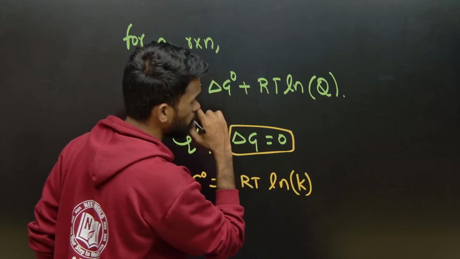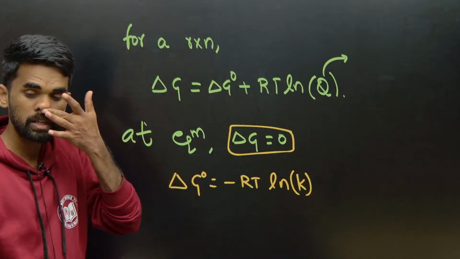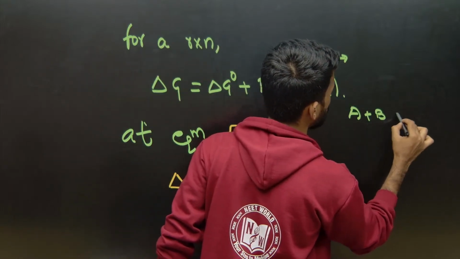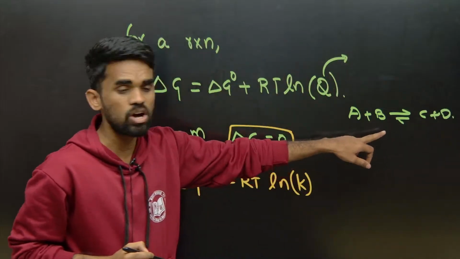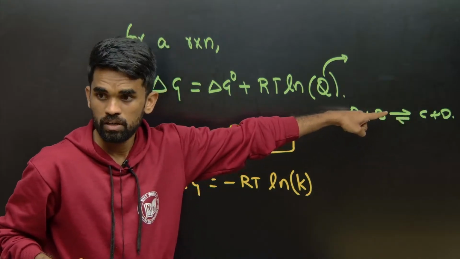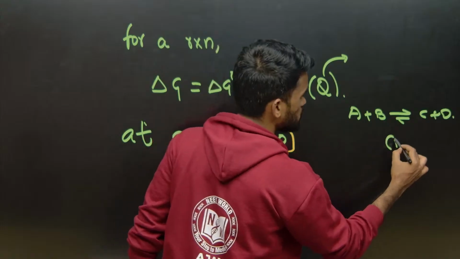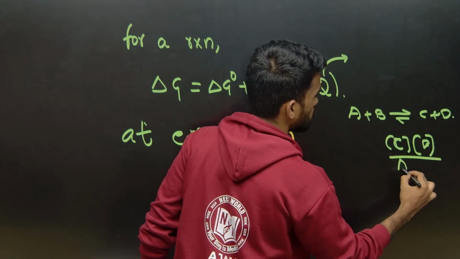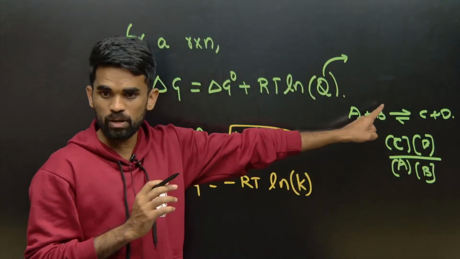So what is Q here? We can say reaction quotient. For example, I have a reaction A plus B gives rise to C plus D. This reaction is not at equilibrium; right now it is favoring the forward direction. Here, if I write the concentration of products by the concentration of reactants, this is not at the equilibrium state now.